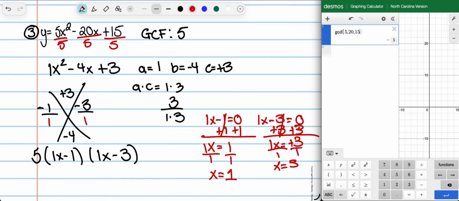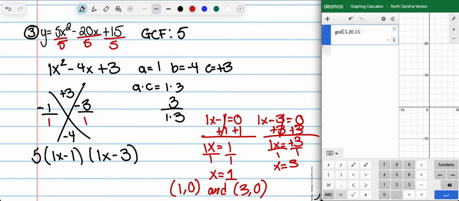Now I know what my x's are. Let's write our ordered pairs, and then we'll be done. Our ordered pairs will be 1 and 0, and the other one will be 3 and 0. So those will be my two x-intercepts for example 3.